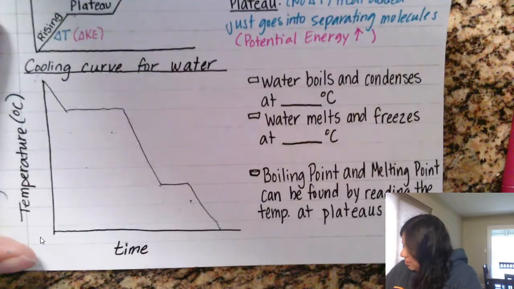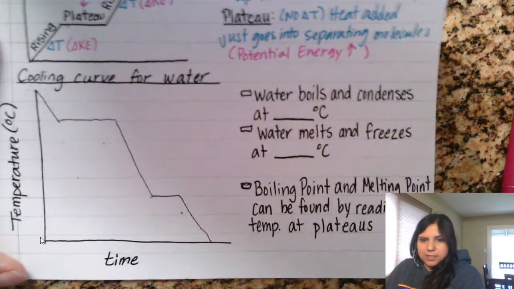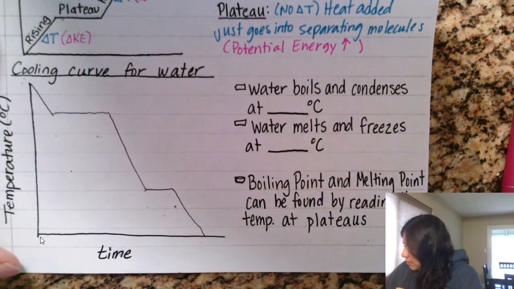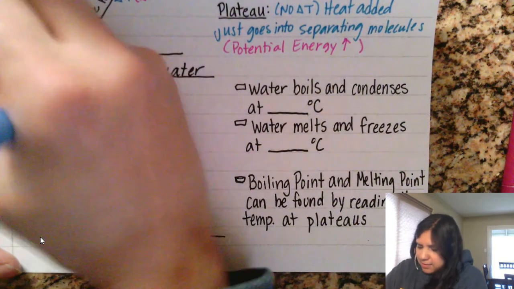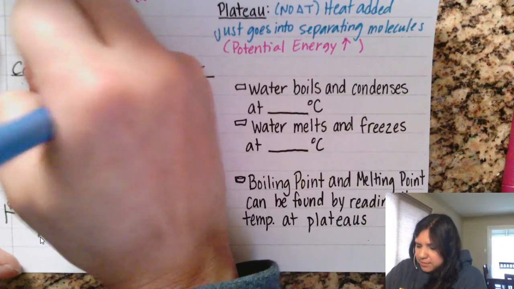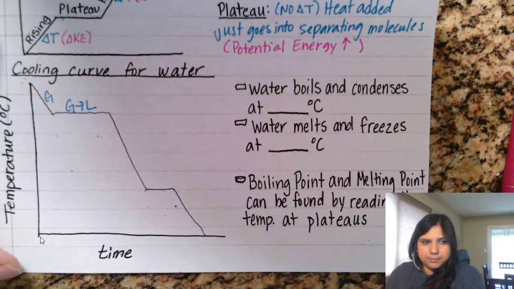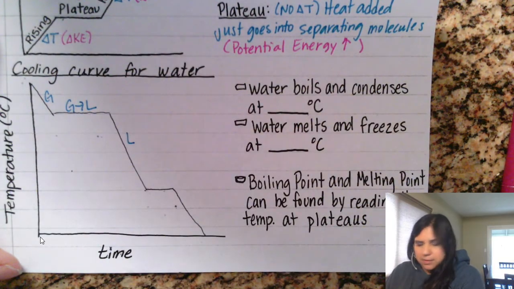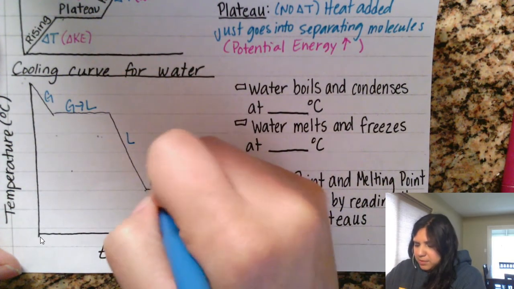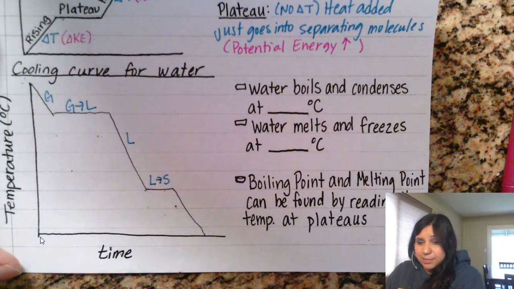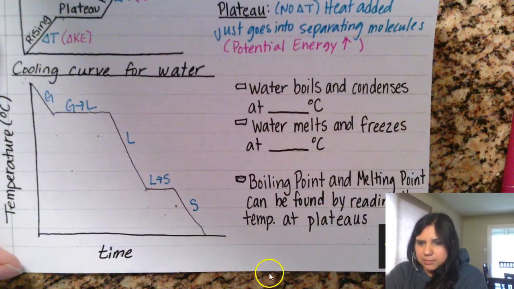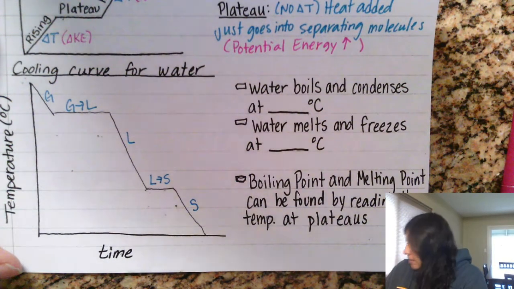Okay. So a couple things that we need to know from here is where's the solid, liquid, gas. So it starts out as gas, goes from gas to liquid, then it goes to a liquid, this line. Then it goes from liquid to solid. It's the exact opposite of the heating curve. And then this segment right here is solid. This is still coming.